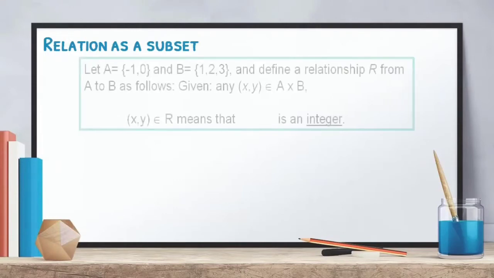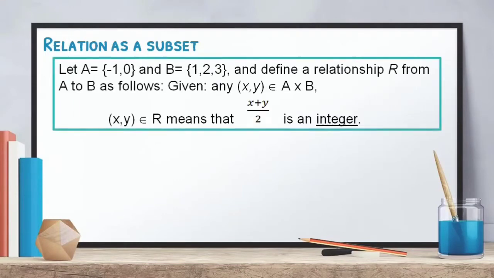Relationship as a subset. So we have here an example. So let A be equal to {-1, 0}, and B is equal to {1, 2, 3}. We're going to define a relationship R from A to B as follows. So for our given, it should be any (x, y) elements of our A cross B. Can you still recall your Cartesian product? So we are going to apply our Cartesian product in this lesson.